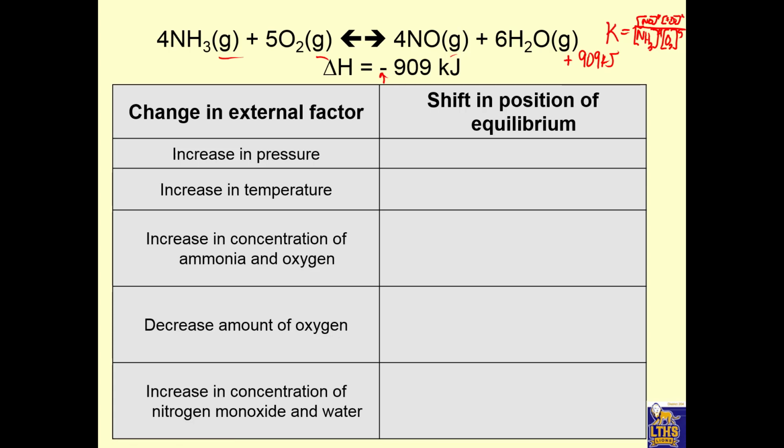Okay. What if we increase the pressure on this equilibrium system? We're going to stress out the equilibrium system on the side with more gases. So 10 gas particles, 4 plus 5, 9 gas particles. Increasing pressure stresses the product side because there's more gas particles. So then the equilibrium system will shift left, toward reactants, to get back to K.